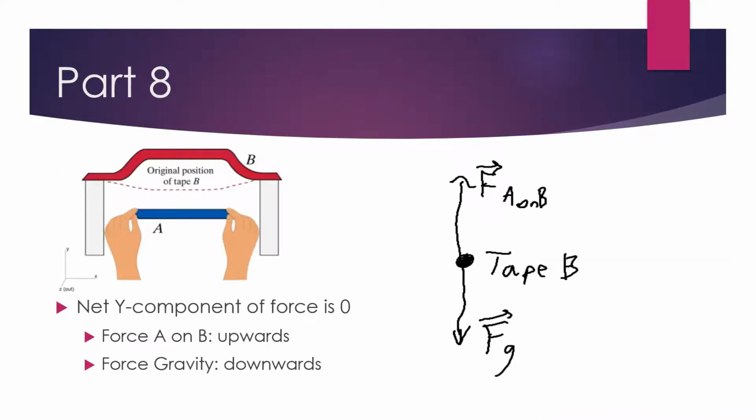Part 8 involved suspending tape over 2 stackable objects and then hovering another tape below it. With this, the net y component of force is 0 because the force of the bottom tape on the top tape is acting upwards, while the force of gravity on the top tape is acting downwards. You can see the force diagram right there for explanation.